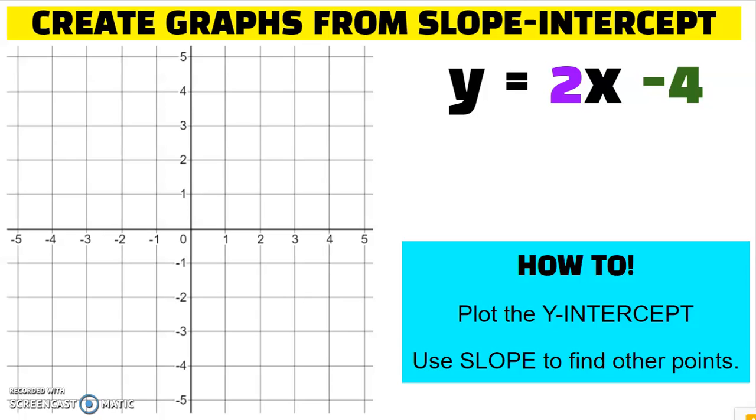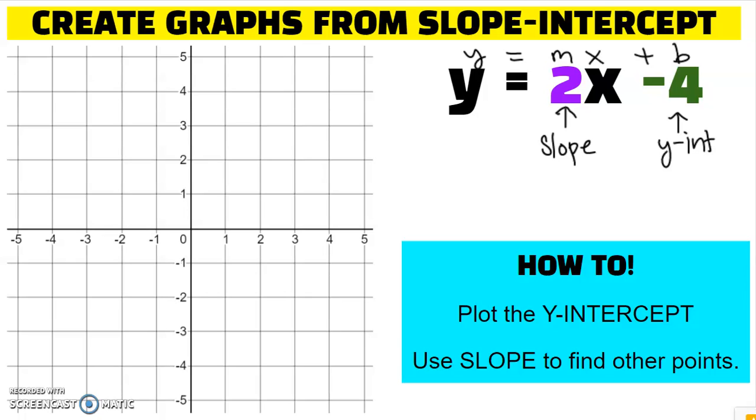So let's remind ourselves what our equation tells us. Remember, it's y equals mx plus b, where m is going to be my slope and b is my y-intercept. For this one, we start with the y-intercept because I can plot that point.